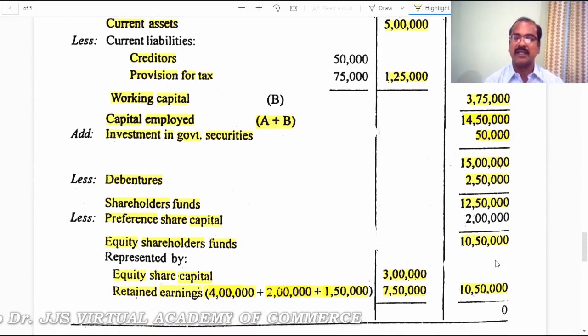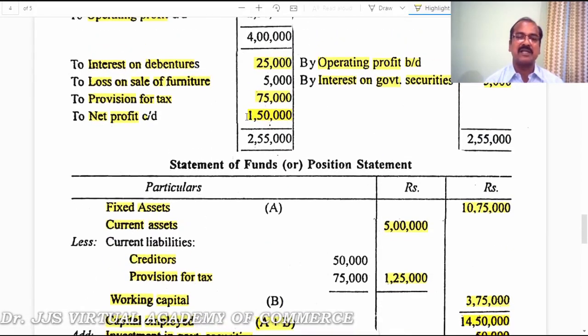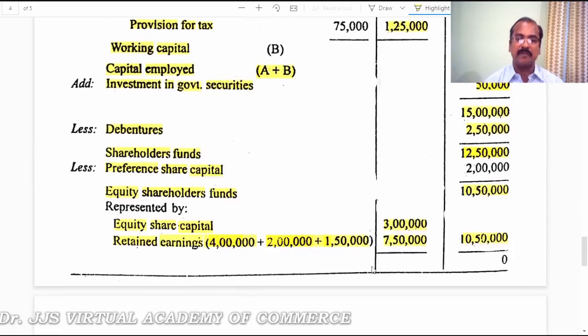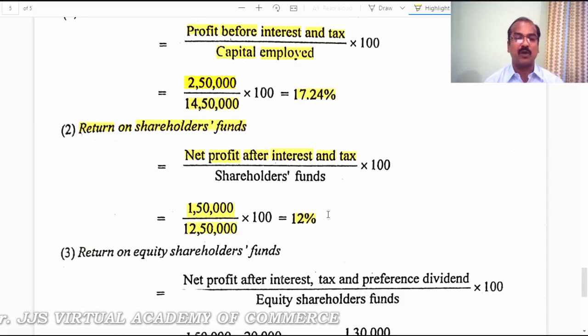Have a look at it. Shareholders' funds in total is 12,50,000 rupees. The net profit after interest and tax is 1,50,000. So 1,50,000 divided by 12,50,000 into 100 is equal to 12%. That's nothing but return on shareholders' funds.